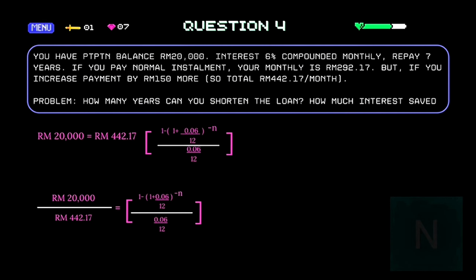As we know, A is 20,000 ringgit, so 20,000 ringgit equals 442 ringgit point 17 cents, open bracket, 1 minus, open bracket, 1 plus 0.006 divided by 12, close bracket, to the power of negative n, close bracket, divided by 0.006 divided by 12, close bracket. Now, divide both sides by 442.17. 20,000 ringgit divided by 442.17 equals to what? The answer is on the next page.